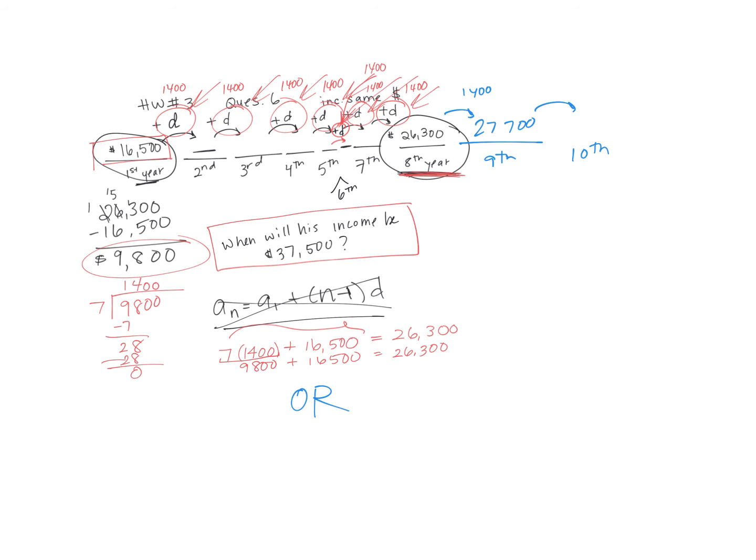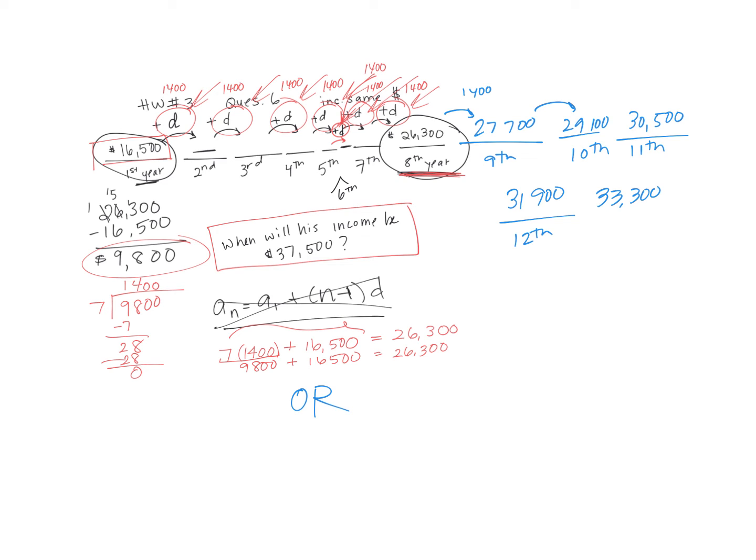So the 10th year, I add 1,400 again. I'm at 29,100, getting closer. The 11th one, so add 1,400 again, will put me at 30,500. And so let's see the 12th one, let's add 1,400 again. We're at 31,900. Add 1,400 again, we're at 33,300.